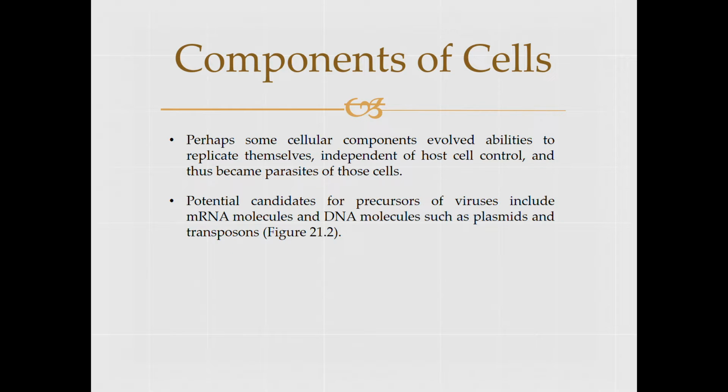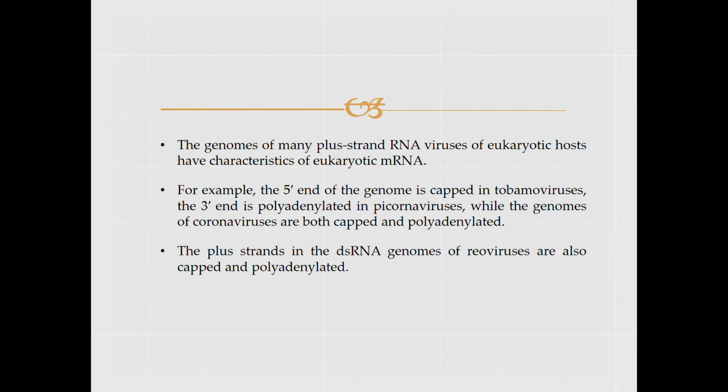The next is component cells. If the cellular components evolve abilities, first of all they will replicate themselves. They are independent of host control. We know that viruses should have a host to replicate, and then they became the parasites of those cells. The genome of many plus-strand RNA viruses of eukaryotic cells has the characteristics of eukaryotic RNA. The example is very interesting: the 5' end of the genome is capped in the tobacco viruses.